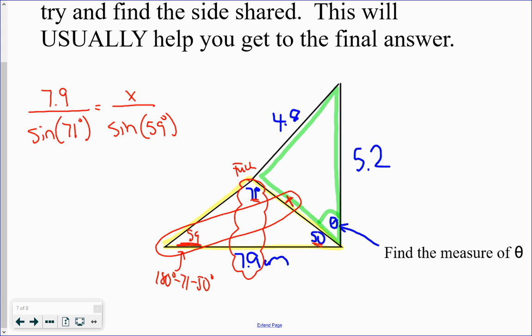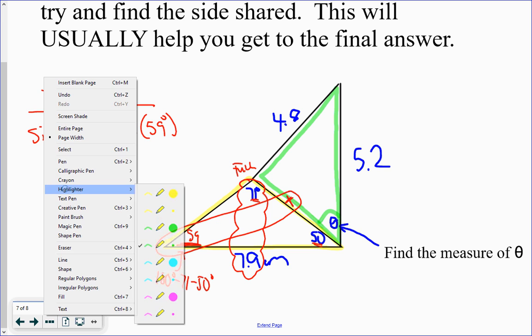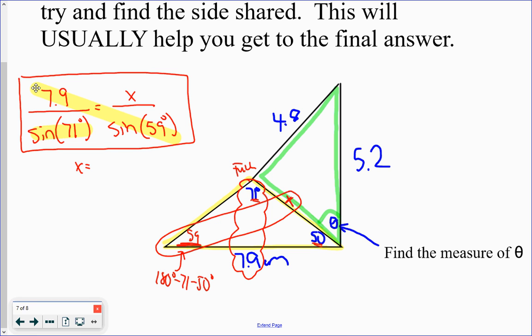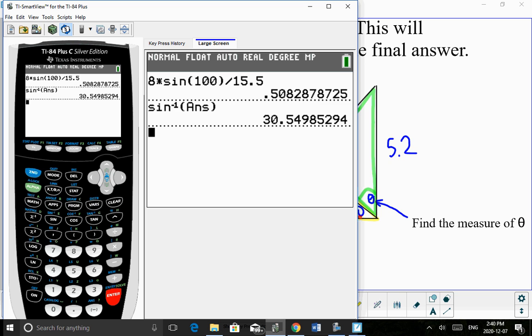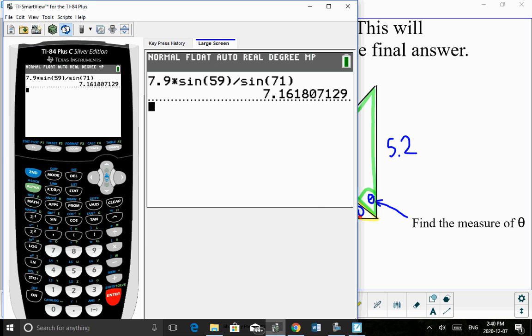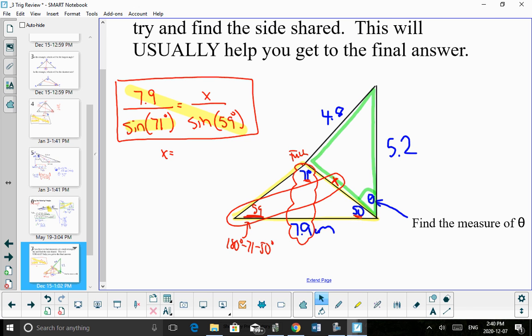So now I've got a full pair and a half pair. So all I have to do is cross multiply and divide. So again, on your page, I want to see your setup, and then underneath, you can just write the answer. You don't have to show me what you're punching into the calculator. So 7.9 times sine 59. Finish off that bracket. Then go divide by sine 71. So we get out 7.16. So I'm going to round that to 7.2.